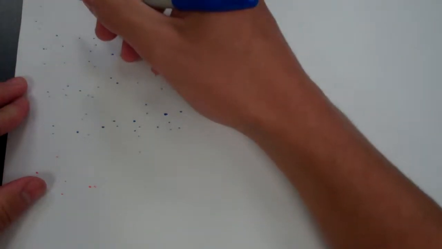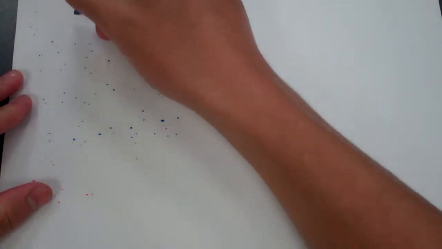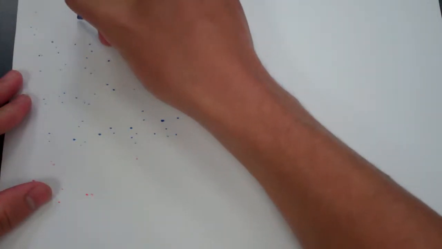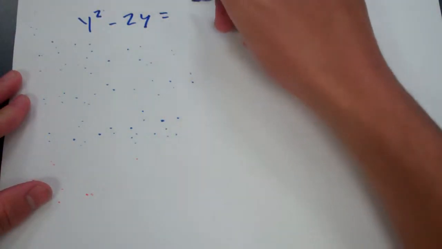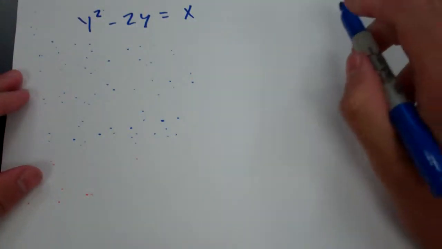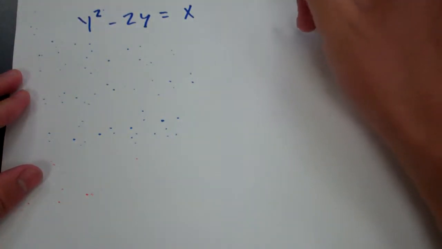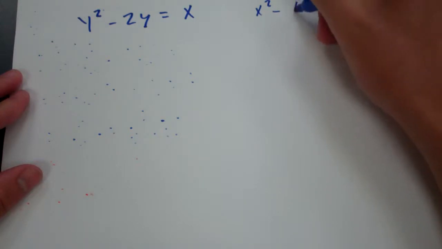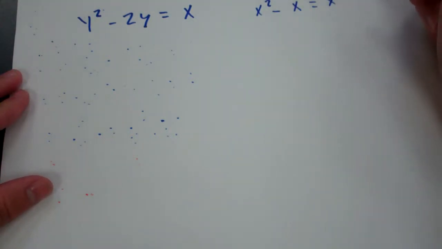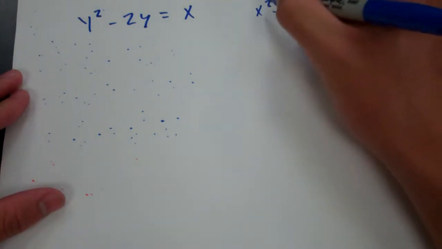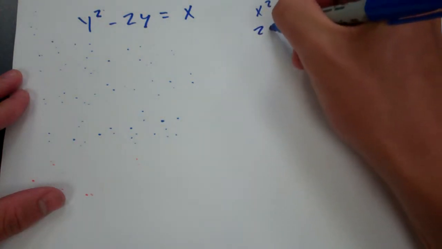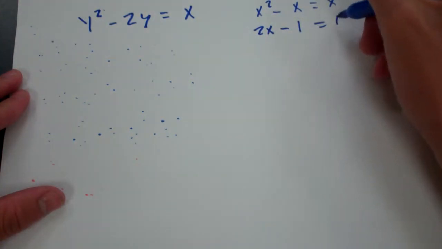Let's do a little implicit differentiation here. Let's say you have y squared minus 2y is equal to x. Well, if I take the derivative of, I'm sure you remember this, let's say x squared minus x is equal to x, then this would be explicitly taking the derivative of this function. The derivative would be 2x minus 1 is equal to 1, and then we can just solve for x, right?